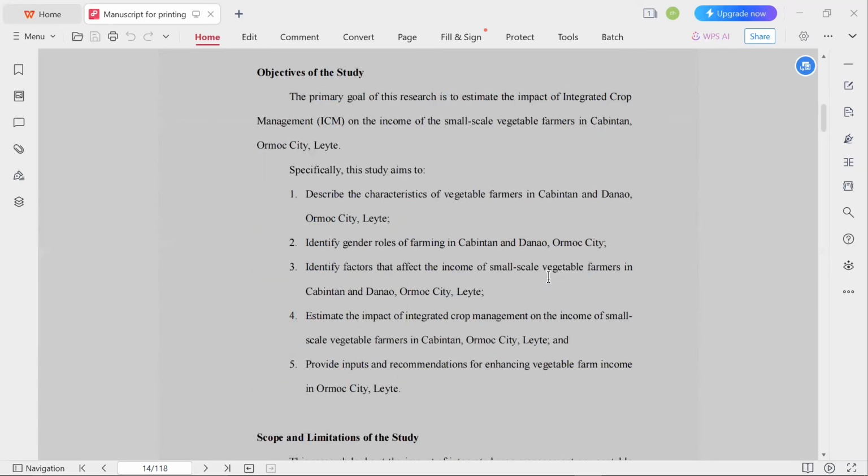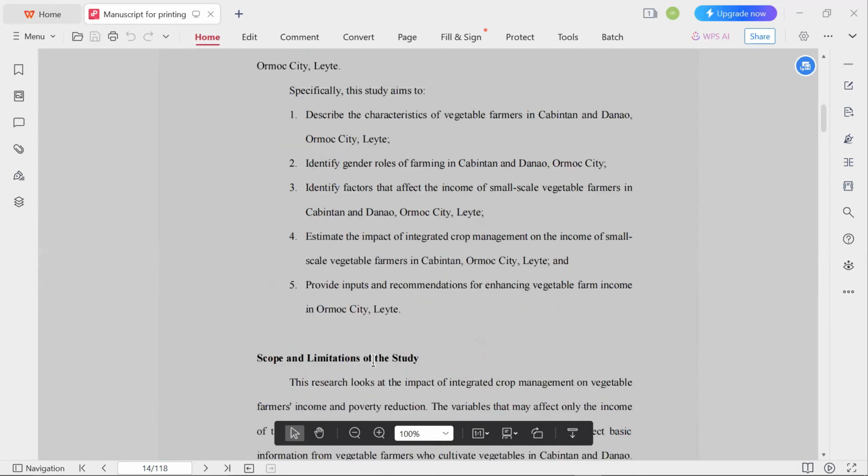After the nature and importance, we have the objectives. So the objectives of the study will look like this. You have the general objectives and you have the specific objectives. The first specific objective, usually the demographic characteristics, involves describing your respondents. And then the second, the third, and fourth could be based on your questionnaire. And then after your questionnaire or your instrument used, you will have to provide inputs and recommendations. So these are the objectives.